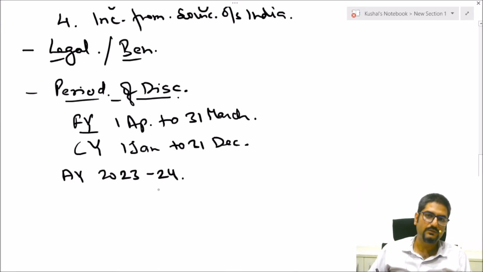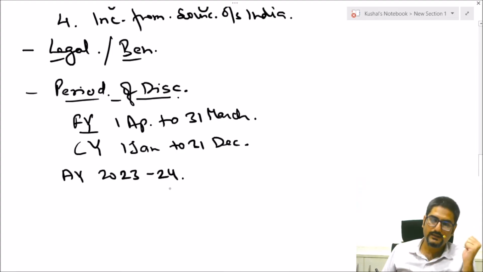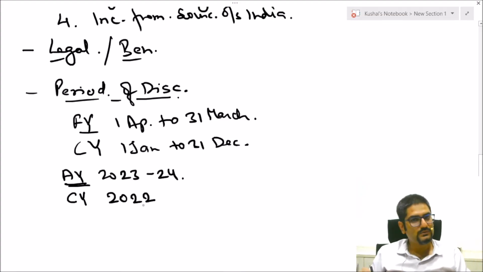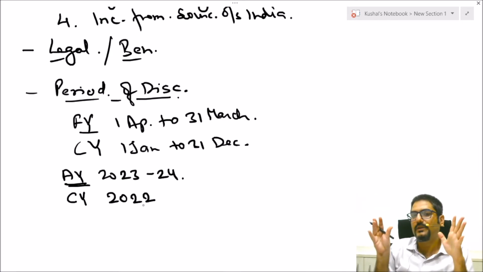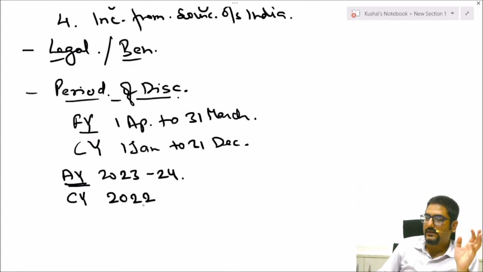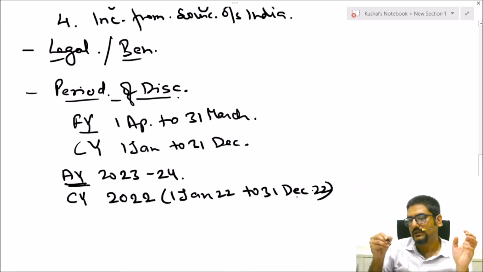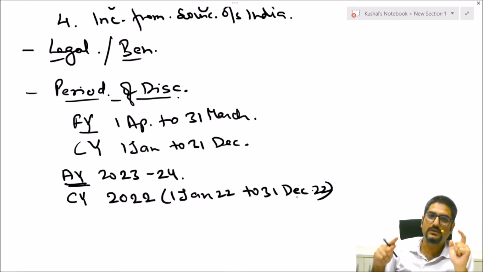If you're filing your income tax return for assessment year 2023-24, then for which calendar year do you need to collect and report your foreign assets or foreign income data? For this assessment year 2023-24, you need to report calendar year 2022 data. You don't have to remove 3 months of data and add 3 months of data for the next year. Simply take the data for calendar year 2022, that is from 1st January 2022 to 31st of December 2022, and report it in the ITR which you are filing for assessment year 2023-24.